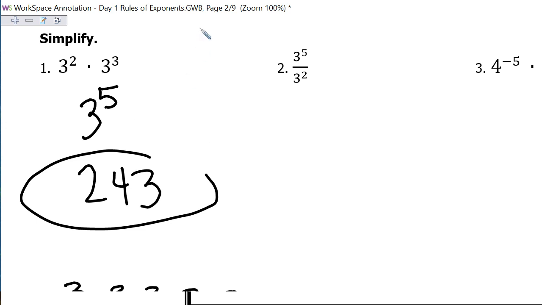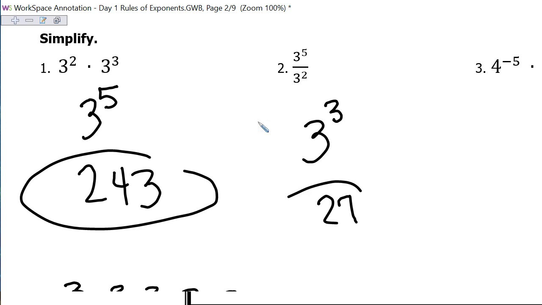And we'll see an example where it gets pretty crazy, and I'll tell you to stop. Okay, so number 2. Notice the bases are the same, so keep the base the same. And when you're dividing, what do you do with that exponent? Subtract them. So it's 5 minus 2, 3. Don't leave it like that. It's simplified. What is 3 to the 3rd power? 27. 20 more problems to go.